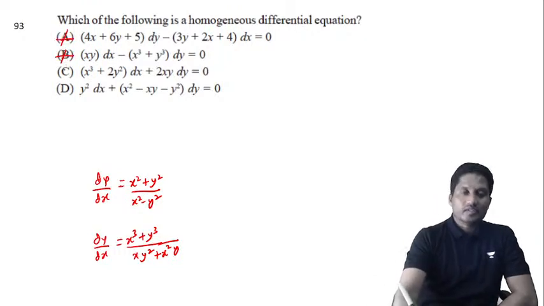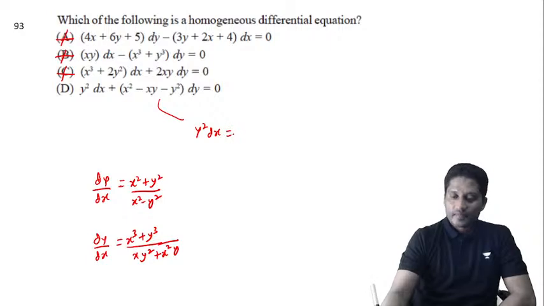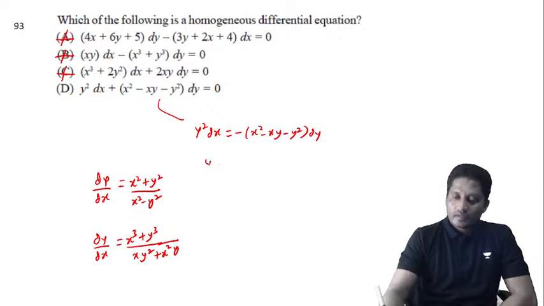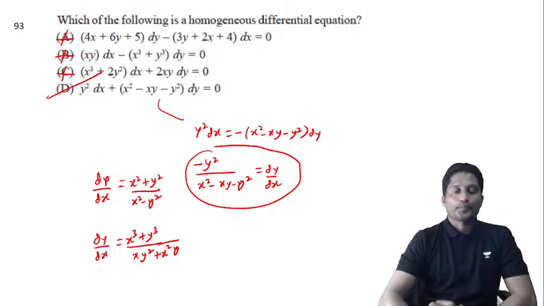So that's why it's a homogeneous differential equation. This one is not possible, this one is not possible, even this is not possible because the degree is not the same. But this is possible. I can write y square into dx is equal to minus of x square minus xy minus y square into dy. That is, minus y square divided by x square minus xy minus y square is equal to dy by dx. You understand? So this is a homogeneous function of the same degree. It's a homogeneous differential equation. Answer is option D. Let's move to the next question.